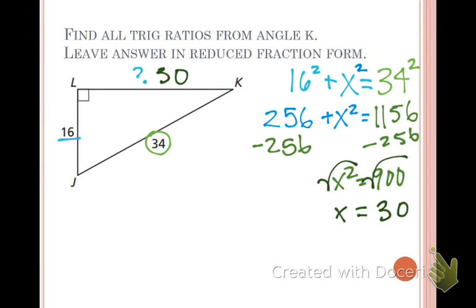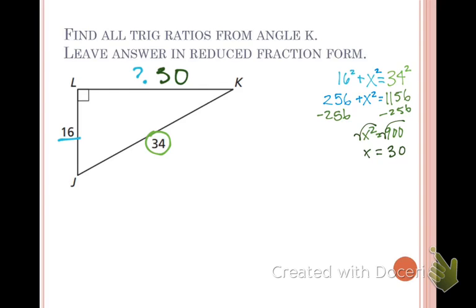Then we're going to find sine, cosine, and tangent from what angle? All right, so what's my opposite? My opposite, 16. My hypotenuse? And then my adjacent. All right, so let's start with sine. Do I write sine equals?